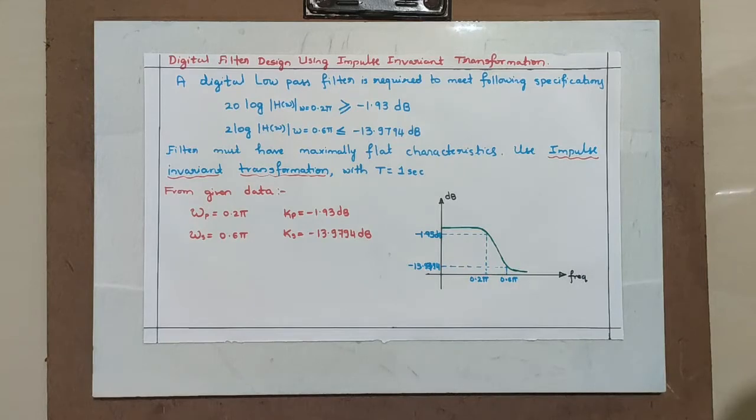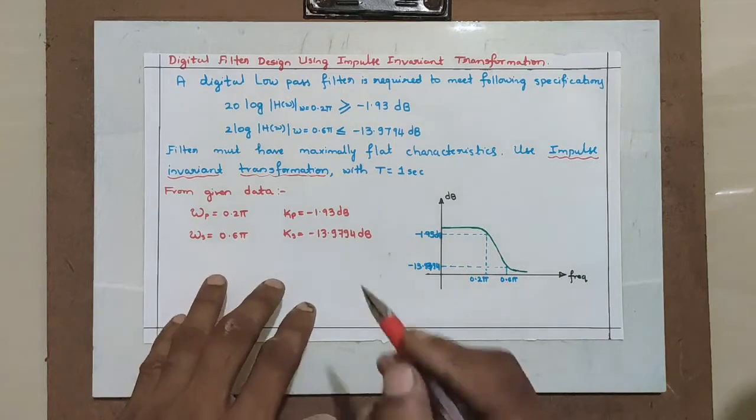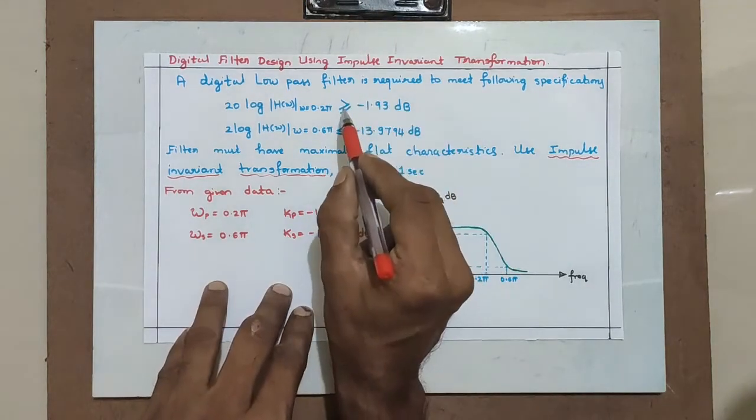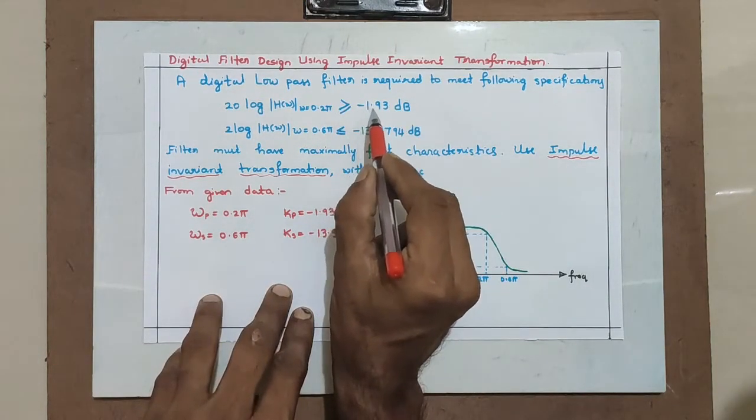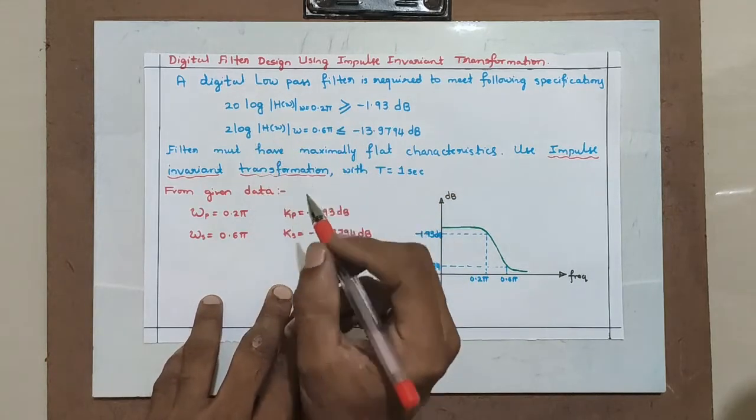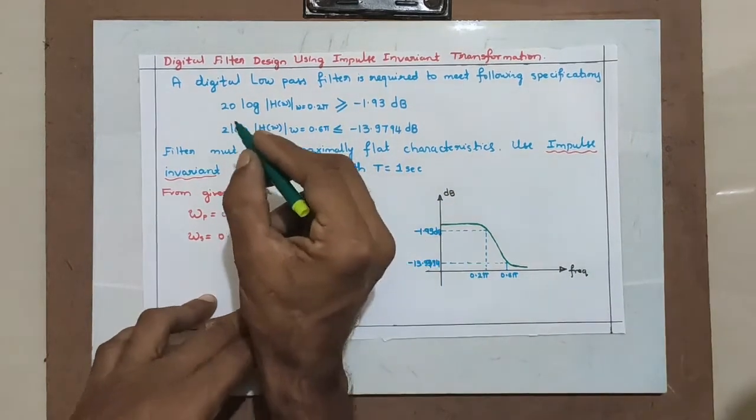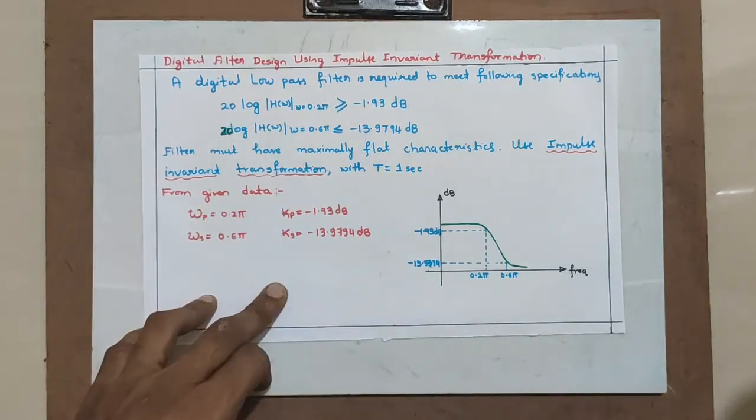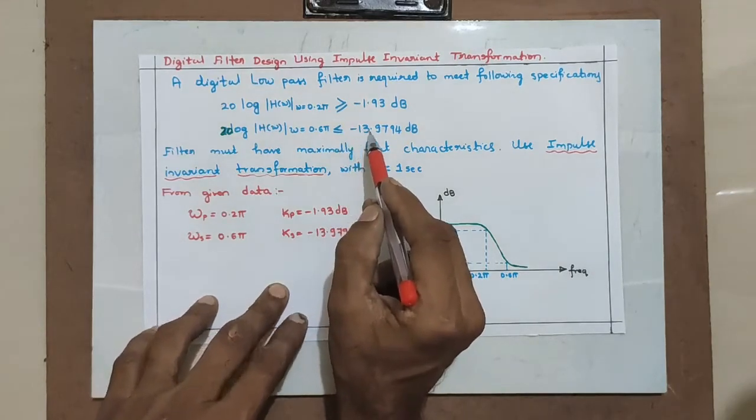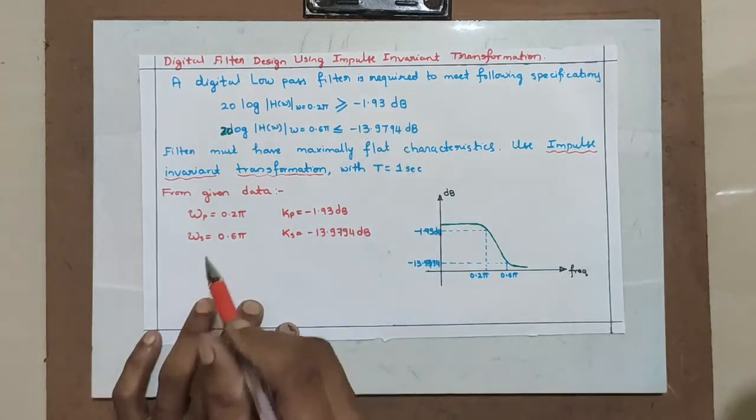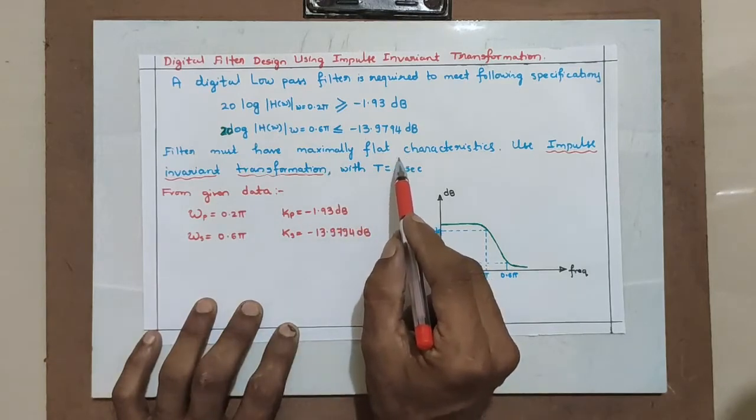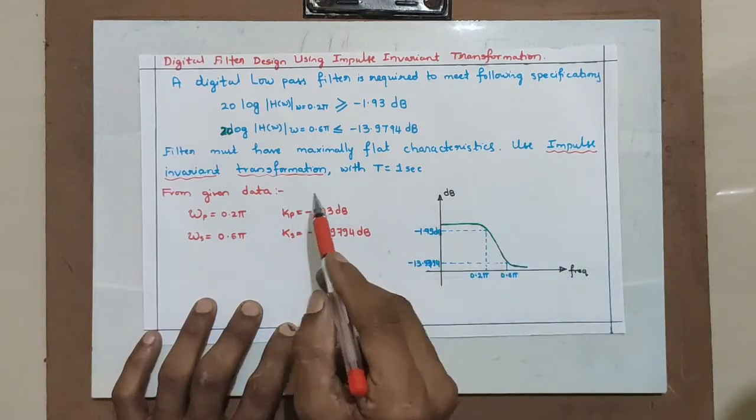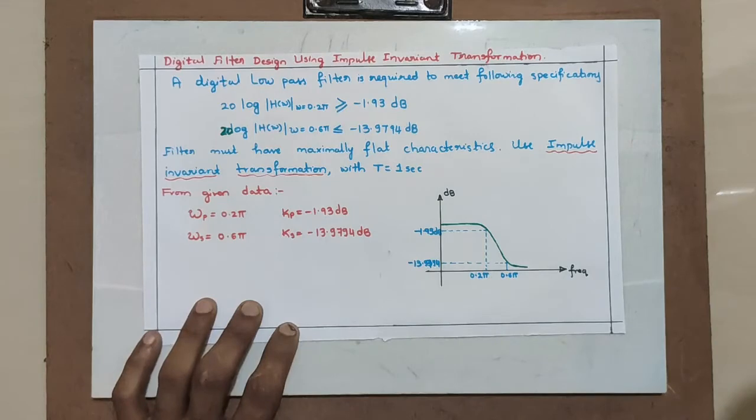Design a digital low pass filter required to meet the following specifications. 20 log |H(omega)| at omega equal to 0.2 pi must be greater than or equal to minus 1.93 decibel. 20 log |H(omega)| at omega equal to 0.6 pi must be less than or equal to minus 13.9794 decibels. The filter must have maximally flat characteristics. Use impulse invariant transformation with T equal to 1 second.